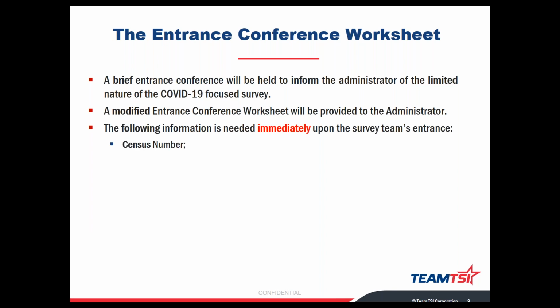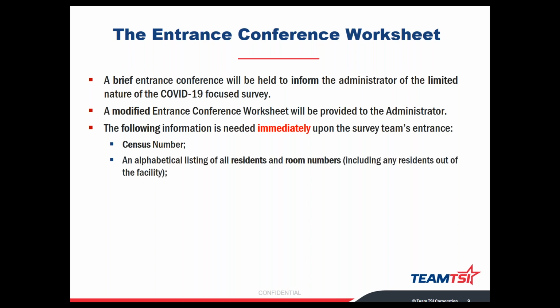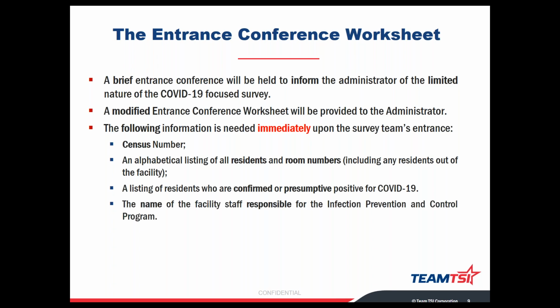And then again, depending on the situation of the facility, there can be some latitude based on the surveyor, what their expectations are, what you're currently dealing with from either an outbreak or a staffing crisis standpoint. But they want the census number, an alphabetical listing of all residents and room numbers, including any residents that are out of the facility. They're going to look for a listing of residents who are confirmed or presumptive positive for COVID-19, and the name of the facility staff responsible for the infection prevention and control program.